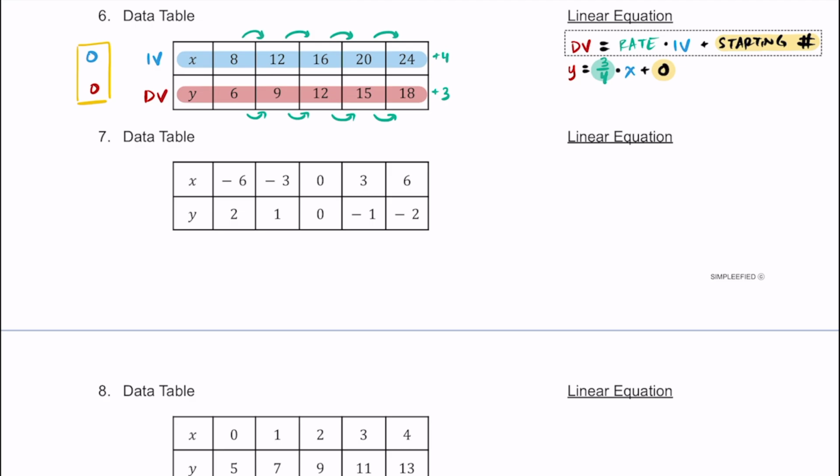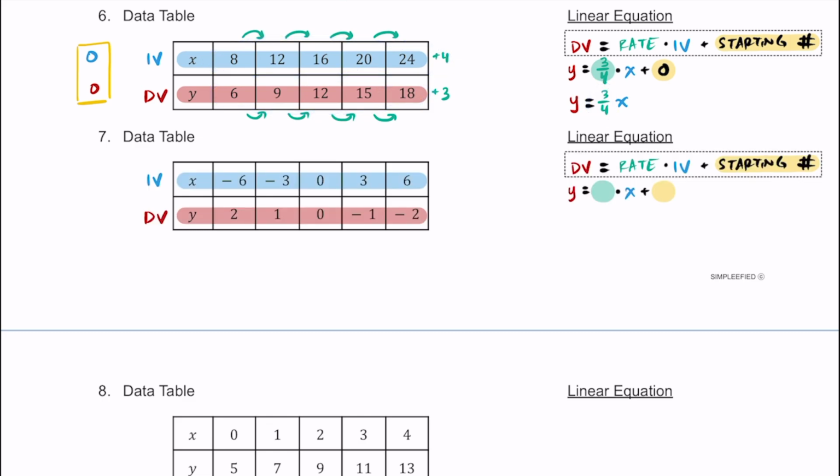So simplifying our linear equation, we can write y is equal to 3/4 multiplied by x, or just 3/4 x. We don't have to add or subtract anything, right? So it turns out if you take all of these x values and you multiply them just by 3/4, you'll get each of these y values. You don't have to add or subtract at all.